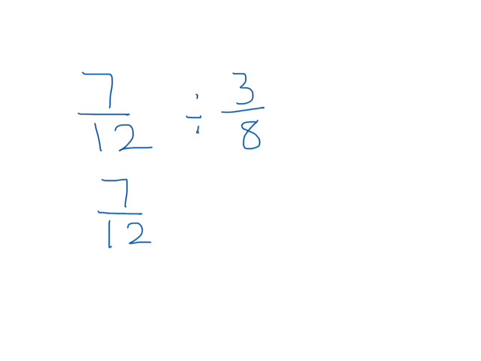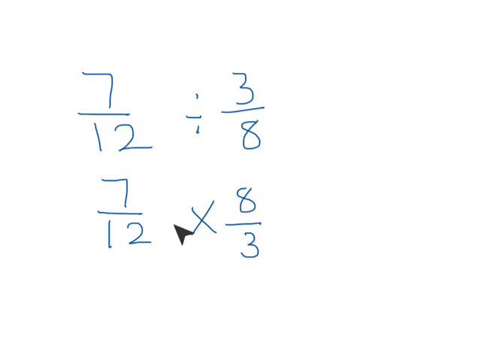Let's do another one. Let's do 7/12 divided by 3/8. I'm going to start with the same fraction. Don't do anything there. I'm going to change the divide to a times. And because I do that, I flip the second fraction upside down. And then we can multiply numerator by numerator over denominator by denominator.